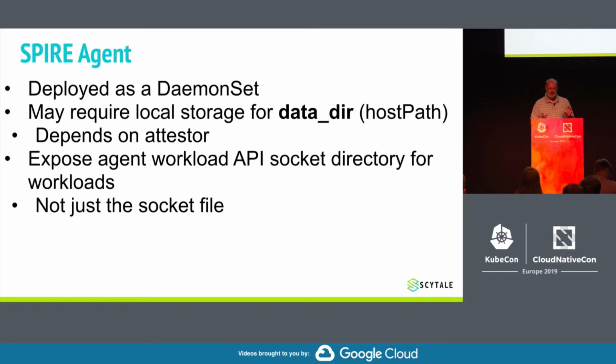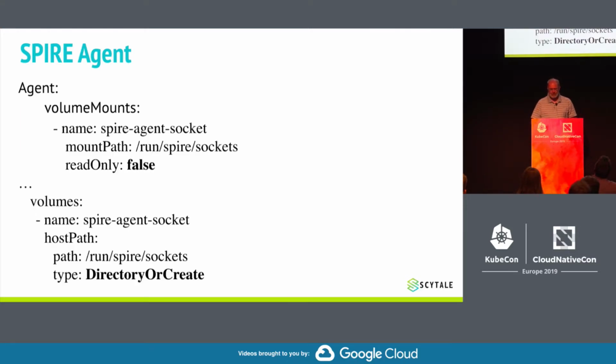This is not tricky, but there are a couple of things you want to know about. First of all, make sure that you are exposing the directory, not just the socket file. Otherwise, if the agent crashes and restarts, you're going to strand all of your workloads on that node because it's not the same file anymore. So this is what the configuration looks like for that on the Spire agent. We have a volume mount with read-only false because we want the agent to be able to create that socket. And for the type, we set it to DirectoryOrCreate so that if that directory doesn't already exist, it will be created as a host path.